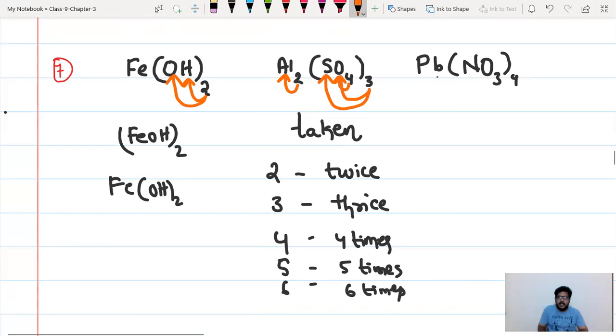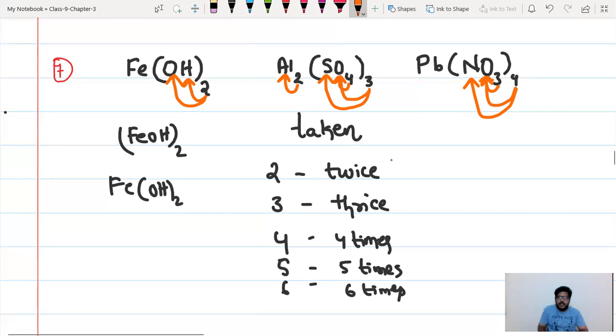Now here, Pb, no number. NO3, in that 3 should be given to oxygen only, not for nitrogen. Now 4, this number is applicable for the atoms which are present in the brackets. So 4 is given to nitrogen, 4 is given to oxygen.